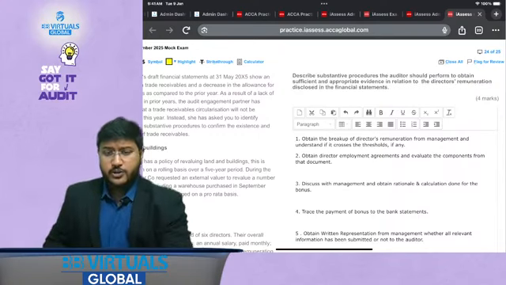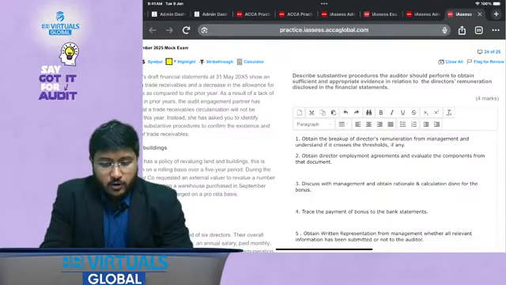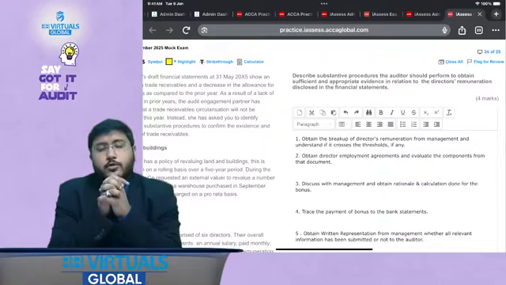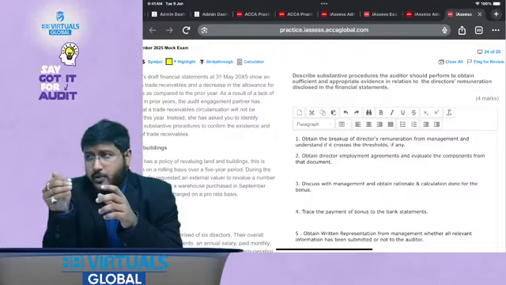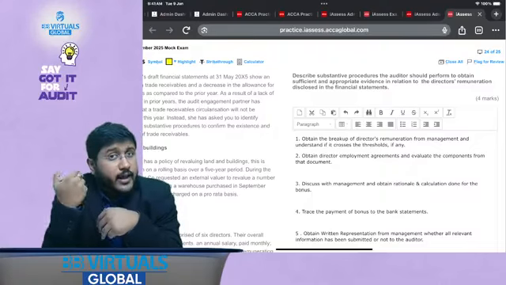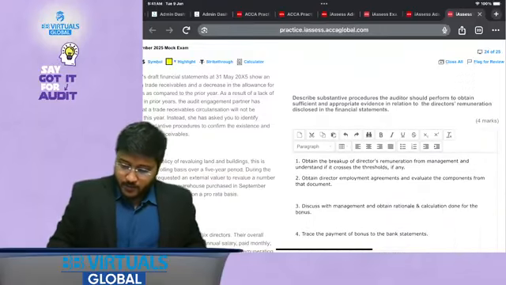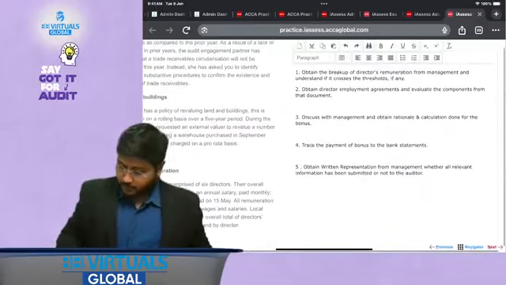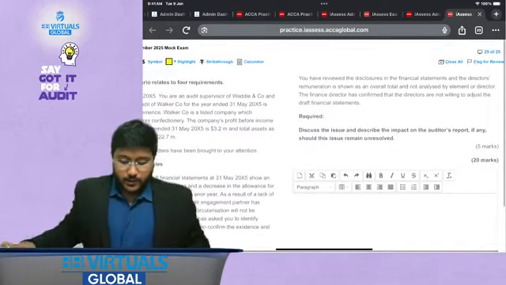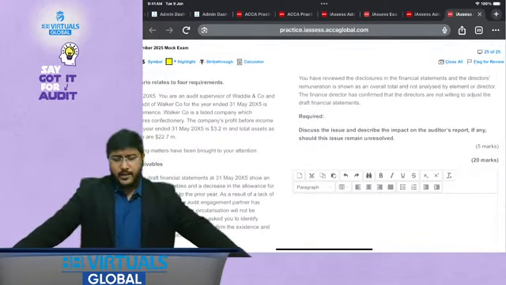So whenever there is a procedure that you need to mention for the purpose of discussing with the management, obtaining understanding from the management, or written representation, that should be your extra audit procedures other than the overall audit procedures. Okay, I hope this is clear. Now the last part, I'm sure that this must be from the reporting part only. Now discuss the issue and describe the impact on the auditor's report, because definitely it has to be asked, right?